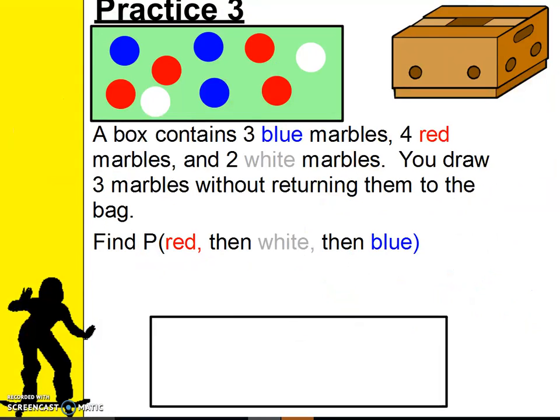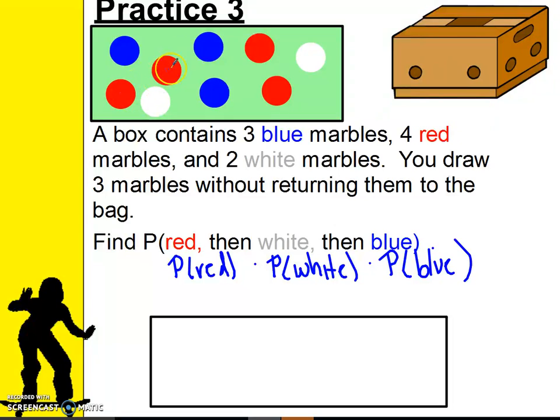A box contains 3 blue marbles, 4 red marbles, and 2 white marbles. You draw 3 marbles without returning them to the bag. Find the probability of red, then probability of white, then probability of blue. Okay, so with red, I have 4 red out of 1, 2, 3, 4, 5, 6, 7, 8, and 9. Now one of the reds has disappeared.